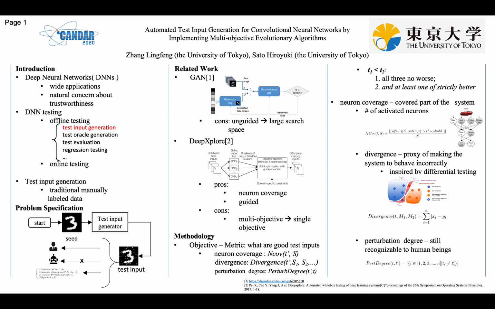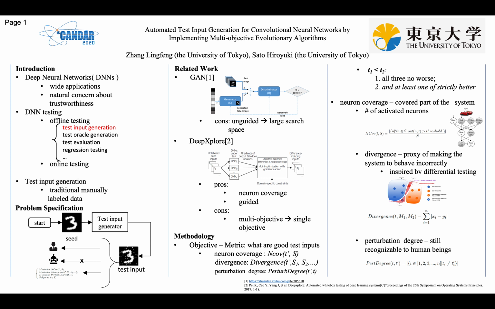It is the first work that proposed the concept of neuron coverage, and it uses neuron coverage to guide the process of finding the optimal solutions. However, it converted a multi-objective optimization into a single objective optimization, which may lead to non-optimal solutions.